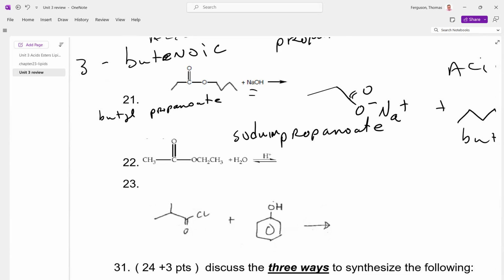So here we have another ester. We have OCO. And in an acidic environment, that can come apart to the acid part and the alcohol part. The acid is a 2 carbon acid, so that's acetic acid, plus a 2 carbon alcohol, ethanol.